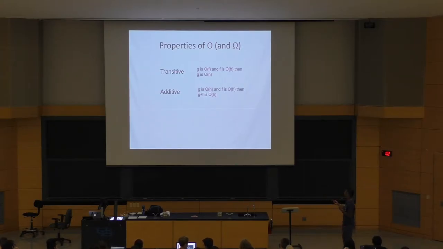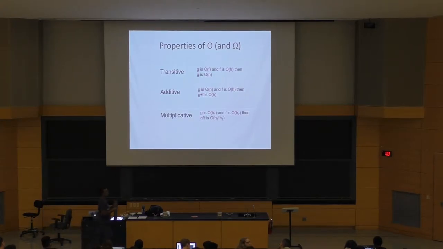The one thing you have to be careful about with this additive property is that it only holds when you're adding up constant many such functions. So if you have g1 is big O of h, g2 is big O of h, up to gn all big O of h, then you cannot say adding them all up will still be big O of h. Only if you're adding constant many such functions is this true. Multiplicative: if g is big O of h1 and f is big O of h2, then the product is big O of the product of the upper bounds.